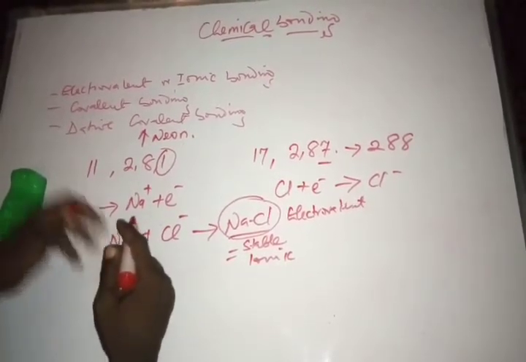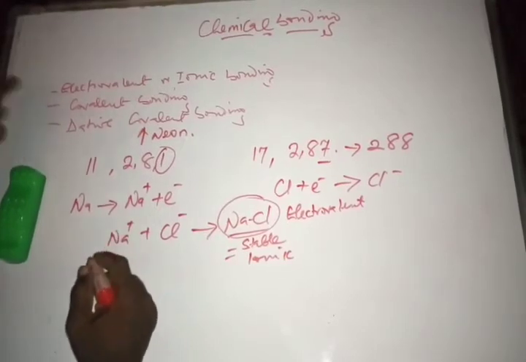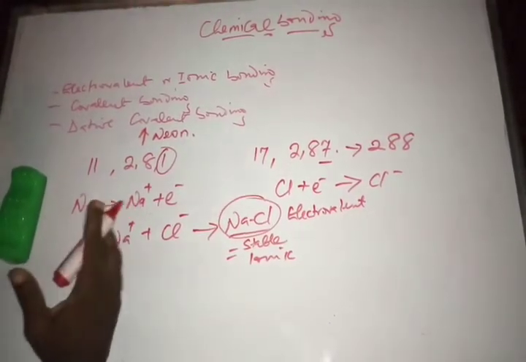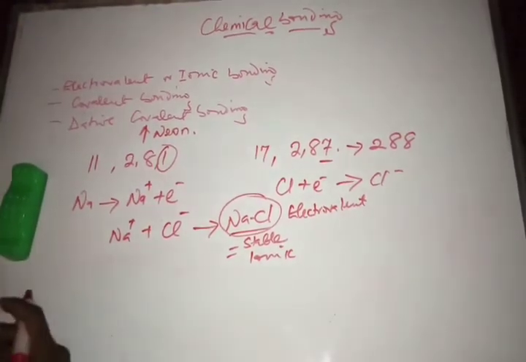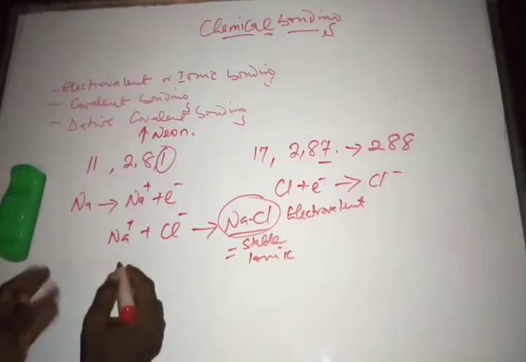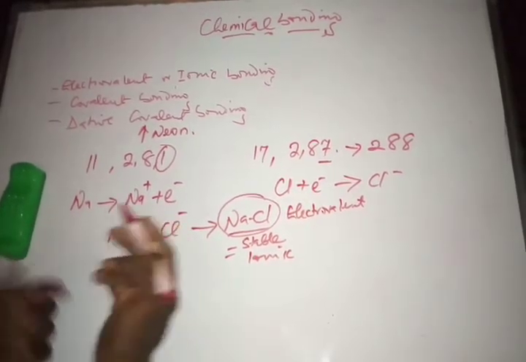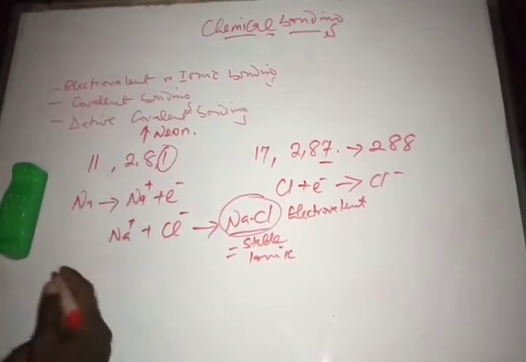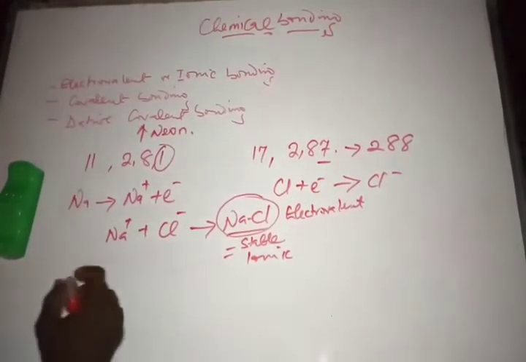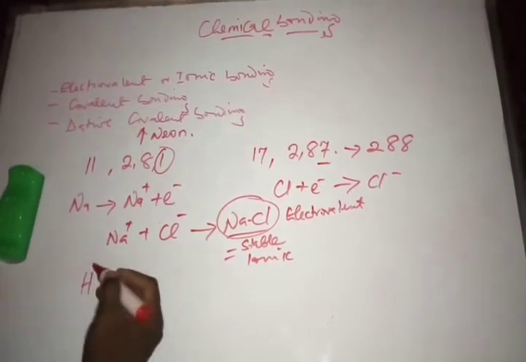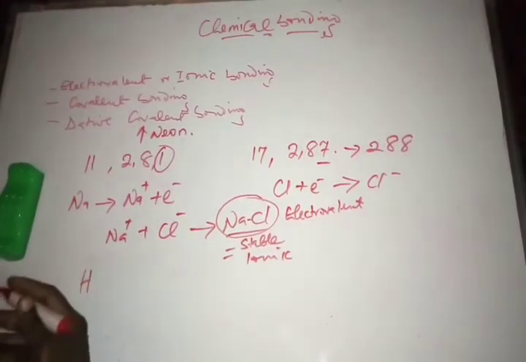Now we move to the next type of bonding, which is covalent bonding. Covalent bonding is all about sharing of electron. In this case, electron is contributed by two elements or more, and they share this electron to attain that octet or duplet configuration. Now let us take an example of hydrogen. Hydrogen with one electron, the atomic number of hydrogen is 1.